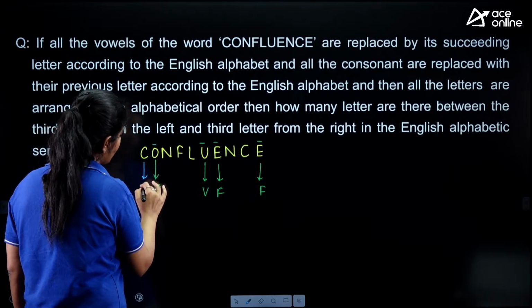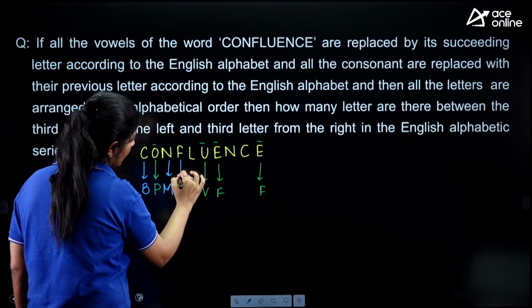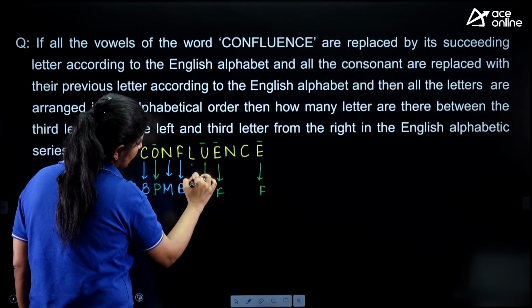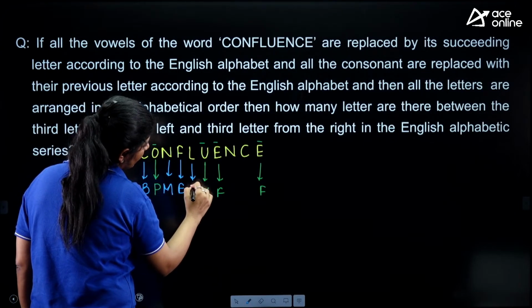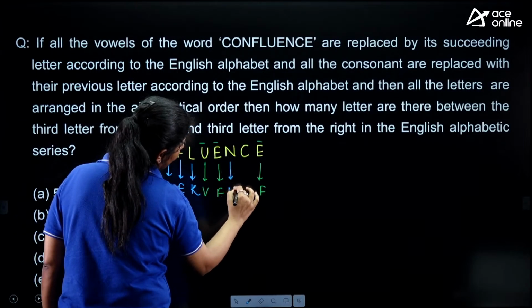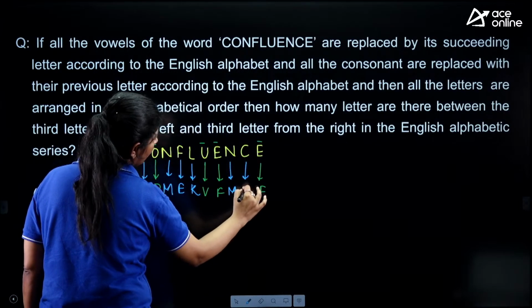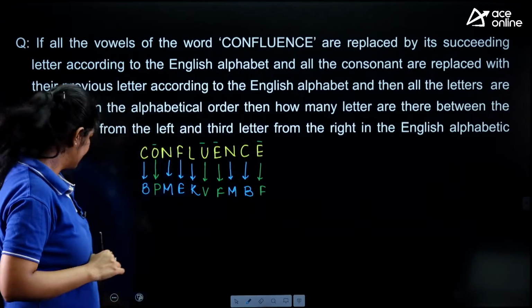Now we need to change the consonants with the previous one, right? Okay. So here B, M, E. Here what do we have? We have K. Here we have M. And here what do we have? We have B. Right? Okay.